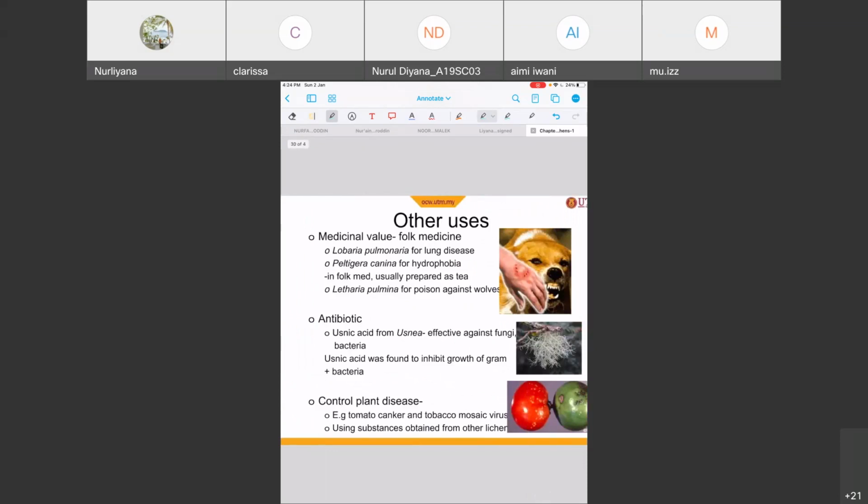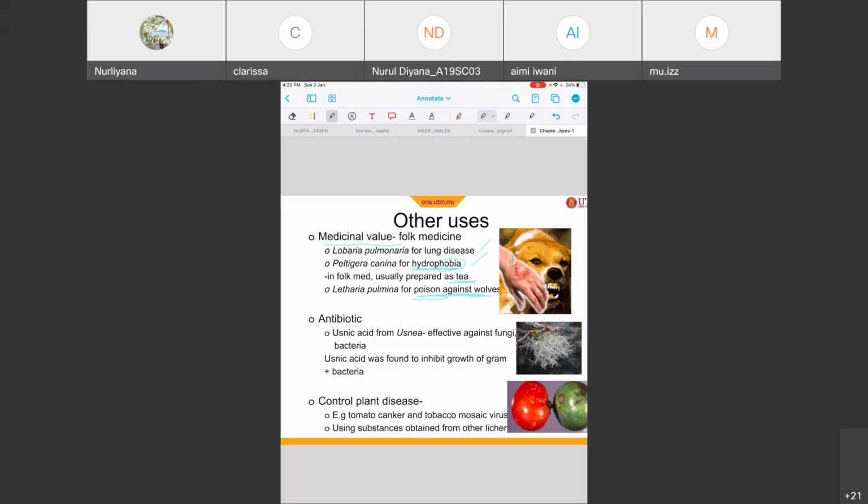Okay, other uses of lichens is it is very useful for medicinal value, for lung disease, for hydrophobia. Hydrophobia tu apa? Takut air kan? Hydrophobia. Phobia takut air. In folk medicine, they usually prepare it as tea. Another application is for poison against the wolves. So they can be used to treat those who got poison from the wolves. Dia kena gigit macam tu.